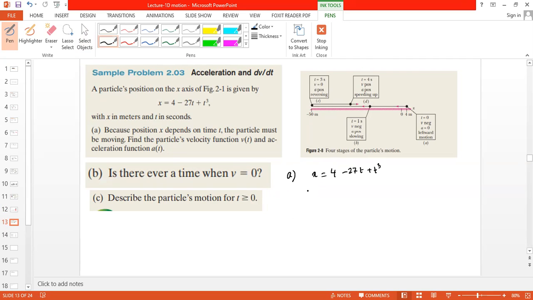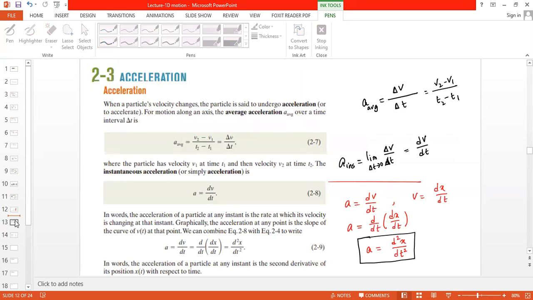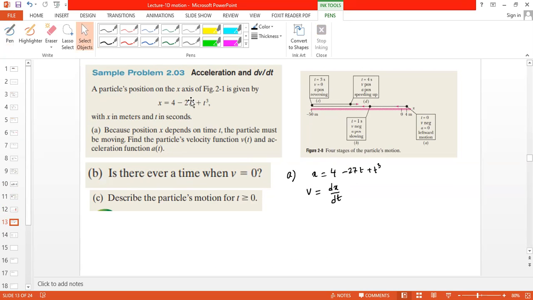Then what do I have to find? I have to find the velocity. And I know velocity is what? Velocity equal to dx over dt, right? এটা মনে আছে তো নাকি? আমরা এখানে বলেছিলাম velocity is defined as dx over dt, right? So yes, let's try this. That means what we have to do, we just have to differentiate this equation with respect to time. So this is d dt of 4 minus 27t plus t cube.